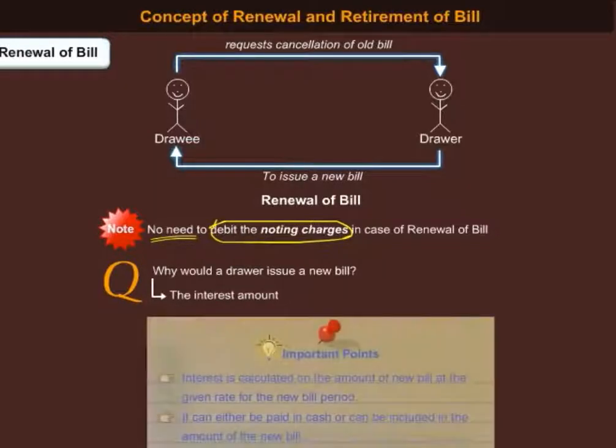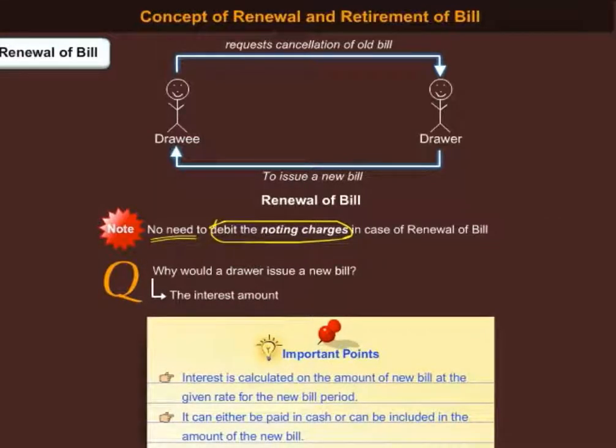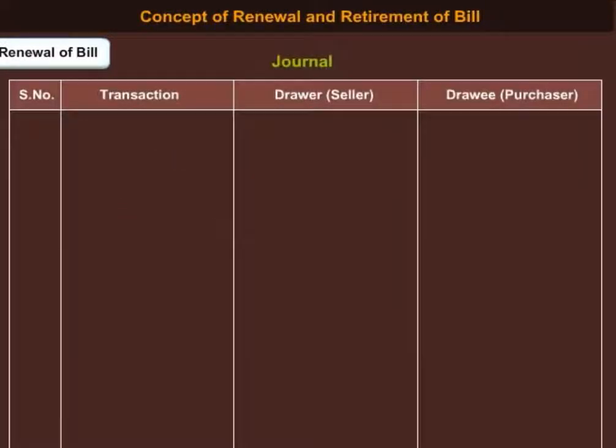Let's note two important points here. First, interest is calculated on the amount of new bill at the given rate for the new bill period. Second, it can either be paid in cash or it can be included in the amount of the new bill. Now let's take up the accounting treatment in this case.